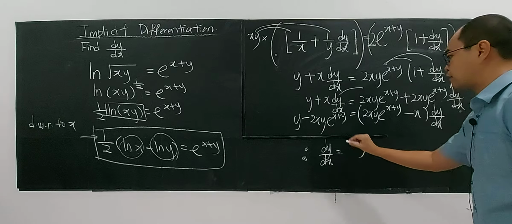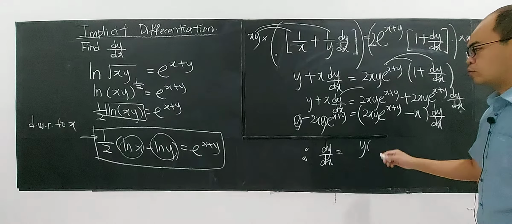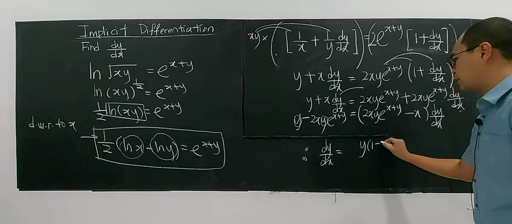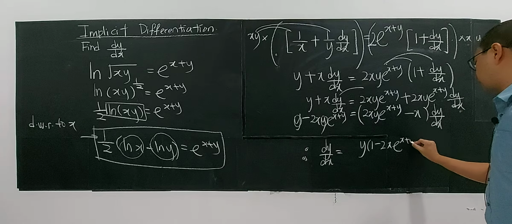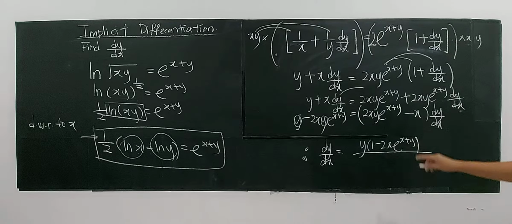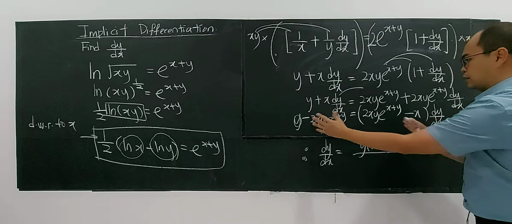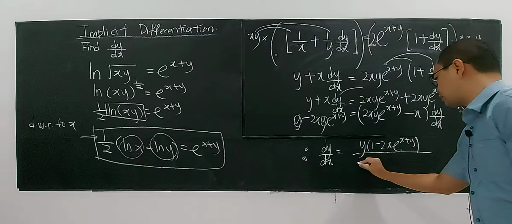If you want, you can factorize the y. As you see here, you have a common factor of y. If you don't want to, it's okay. So y, then you have 1 minus 2x e^(x+y), divided whole thing by, okay, if you look at this, you divide, right? You take this, divide by this one. So there is an x here, right? So I can factorize the x here.